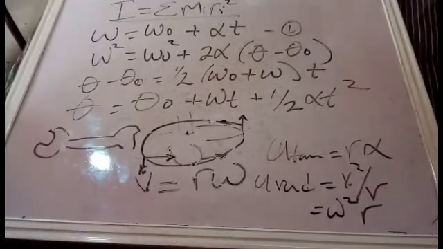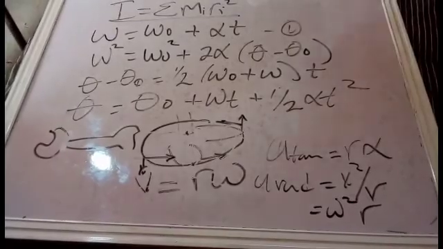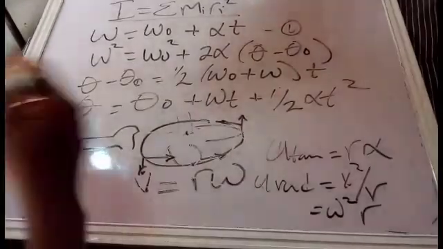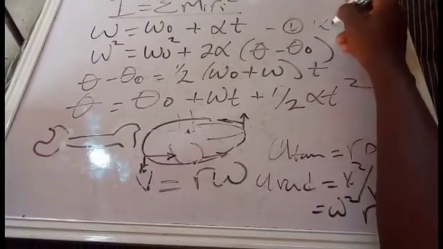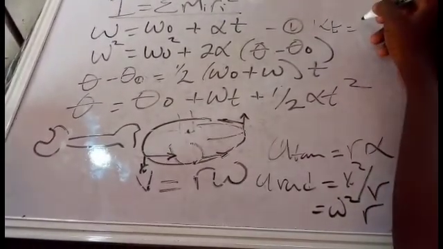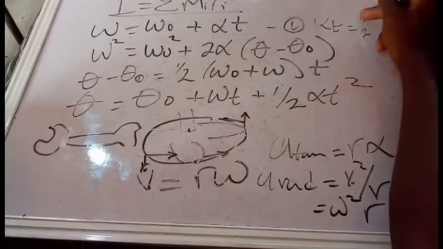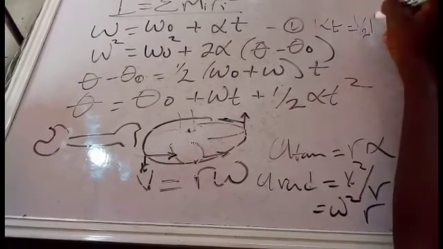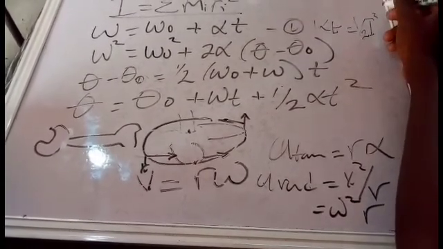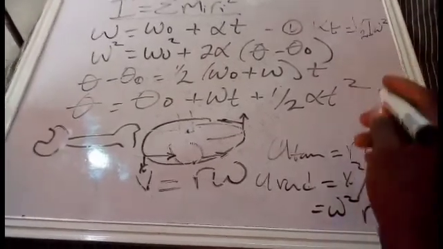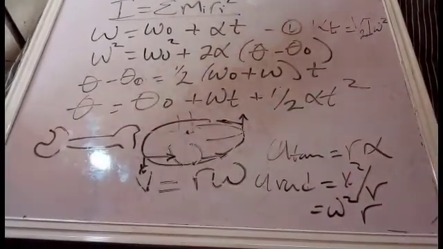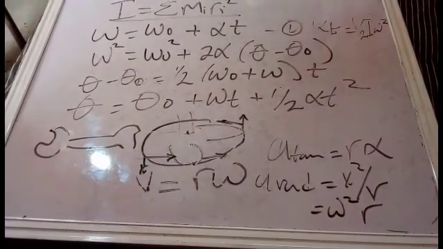So now, in terms of moment of inertia, the rotational kinetic energy of a rigid body is this. Let me write it. That is half I omega squared.